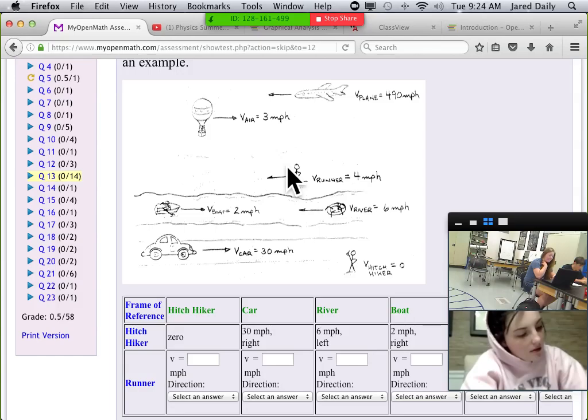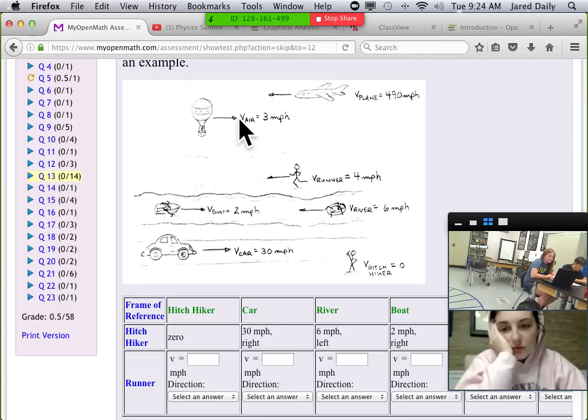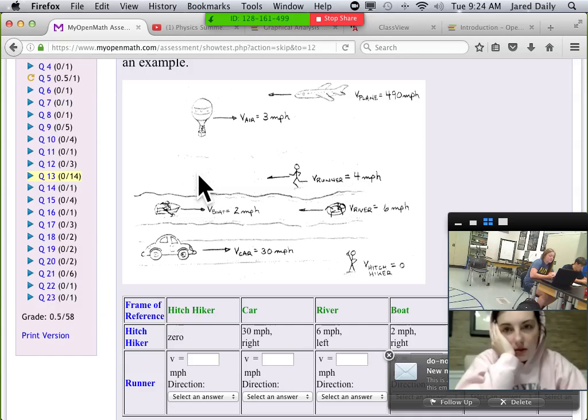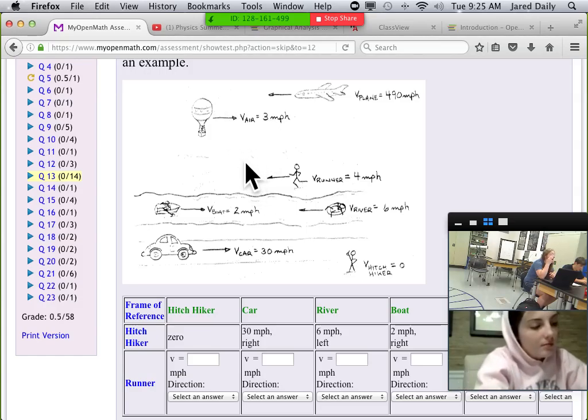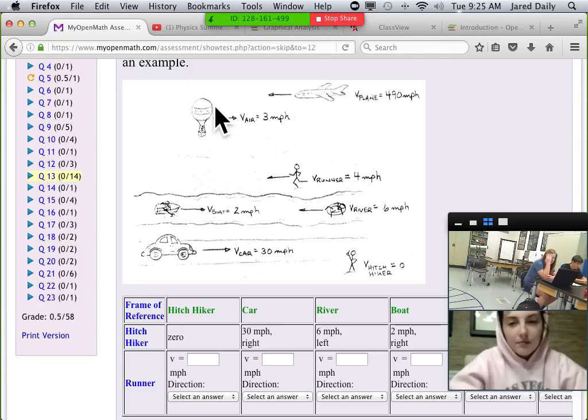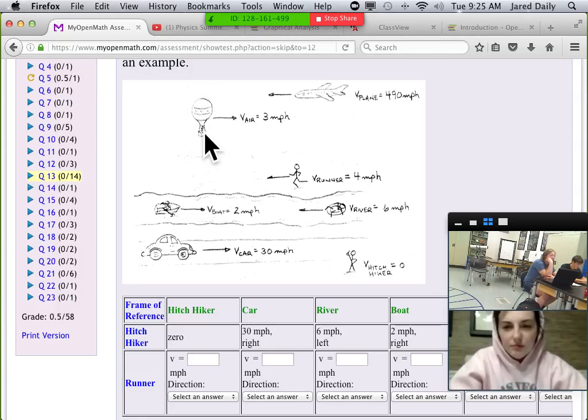What does everything else look like compared to me? Well, the hot air balloon looks like it's coming towards me, but since it's coming towards me relative to the ground at 3 miles per hour, and I'm moving towards it at 4 miles per hour, then it's like the hot air balloon is actually moving more quickly towards me because I'm moving quickly towards it, right? So you add those two to get a total of 7 miles per hour towards me. So it looks like it's coming towards me, which is to the right. So the hot air balloon would be 7 miles per hour to the right if I'm the runner.